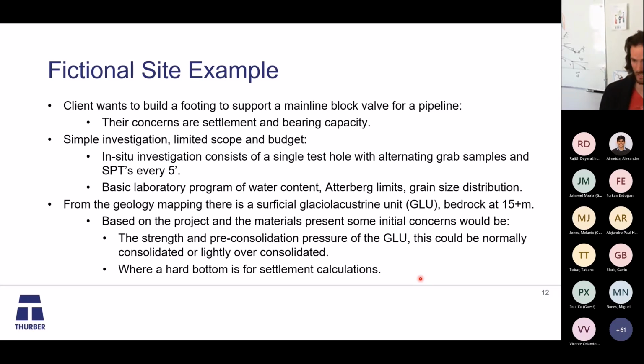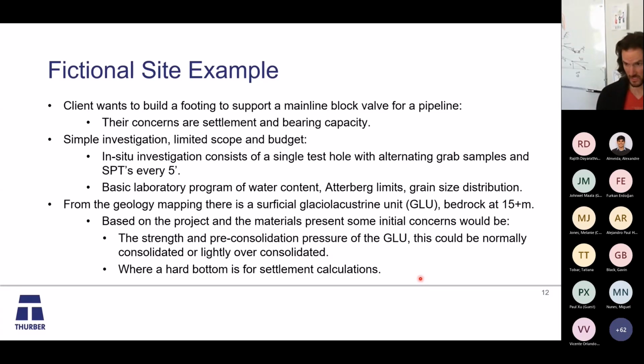So we do a simple investigation, limited scope and budget. The investigation consists of a single test hole, auger and grab samples and SPTs every 5 feet. Basic lab program: water content, limits, grain size. From the geologic mapping, there is a superficial glaciolacustrine unit, which I'll call a GLU, and we have bedrock at 15+ meters.